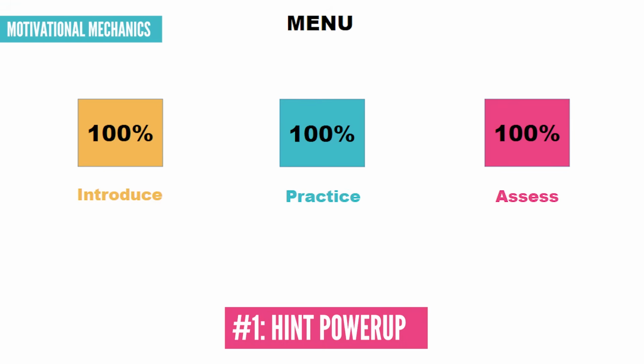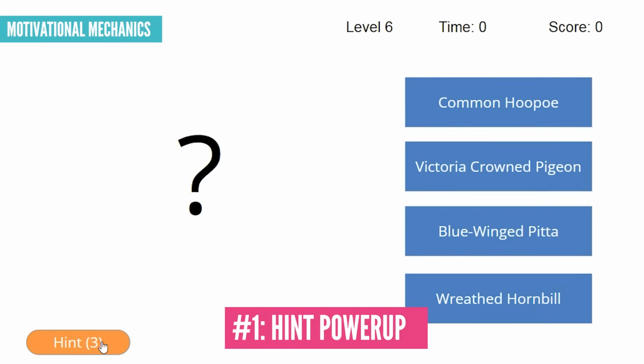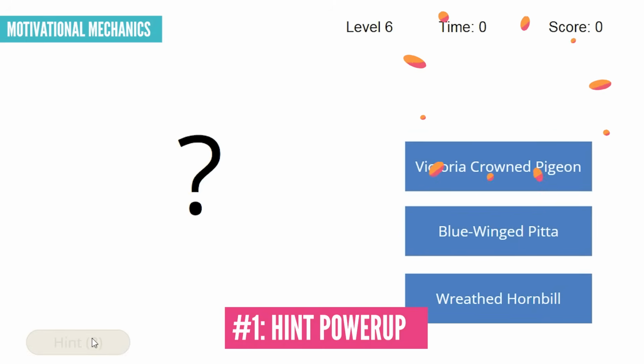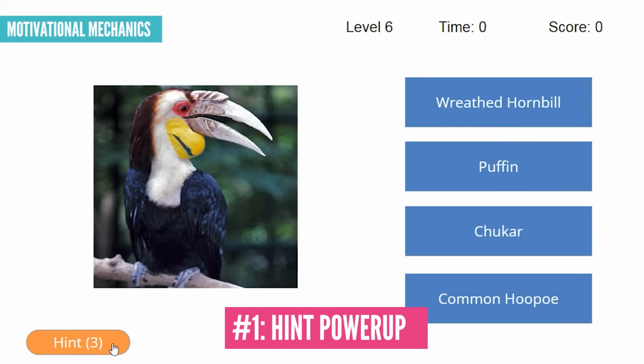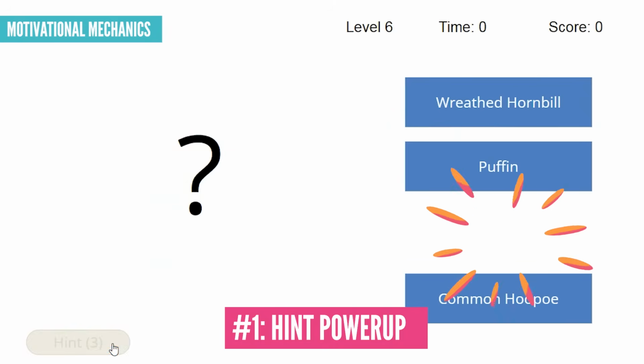First, I've decided to add a hint power-up which people can earn by getting a certain number of perfect scores on these levels. When they have a power-up, they can use it to get a hint on a question that they find hard. In this case, if they use it, the game takes away one of the wrong answers. So we've got a power-up, and my second motivational mechanic is a collection book.